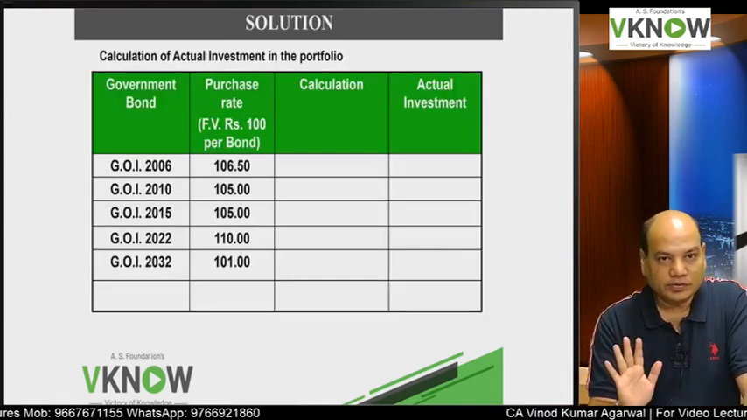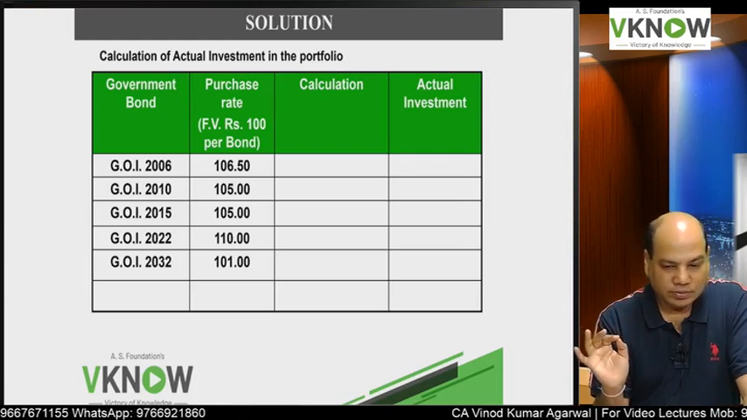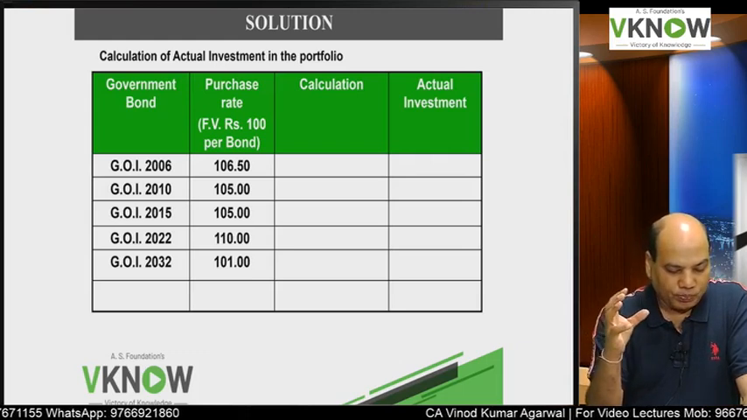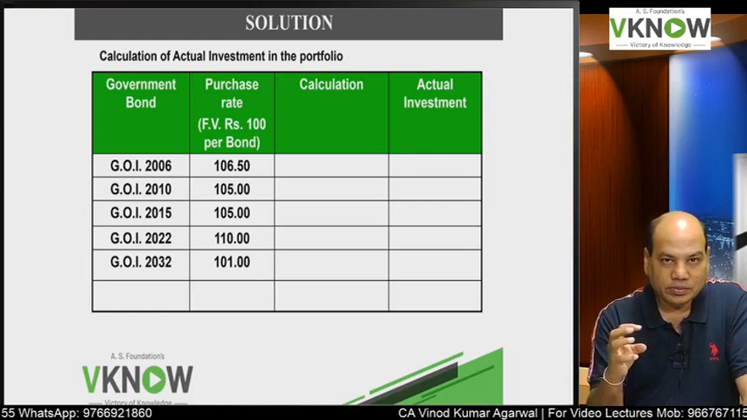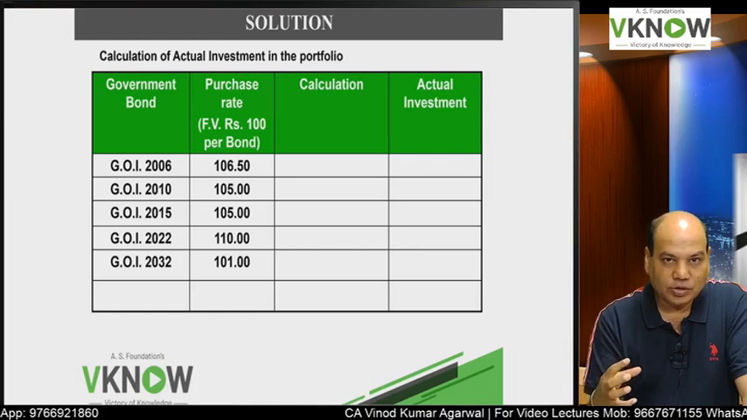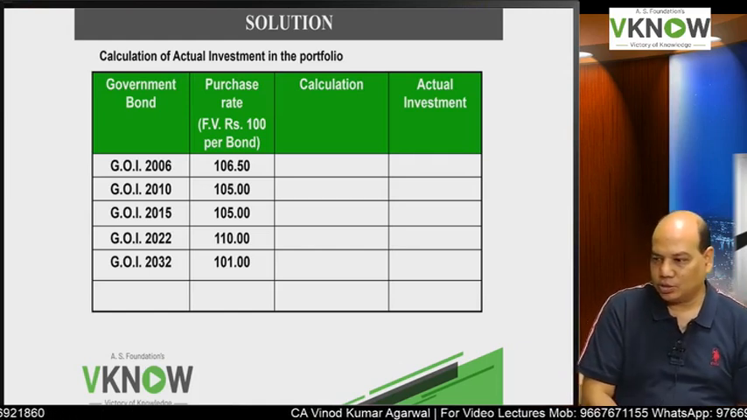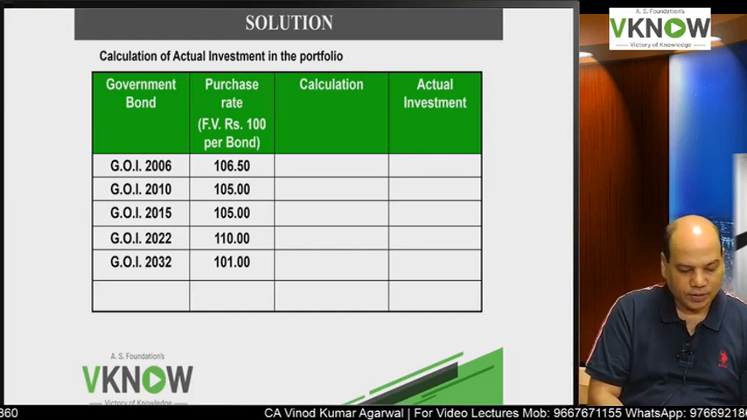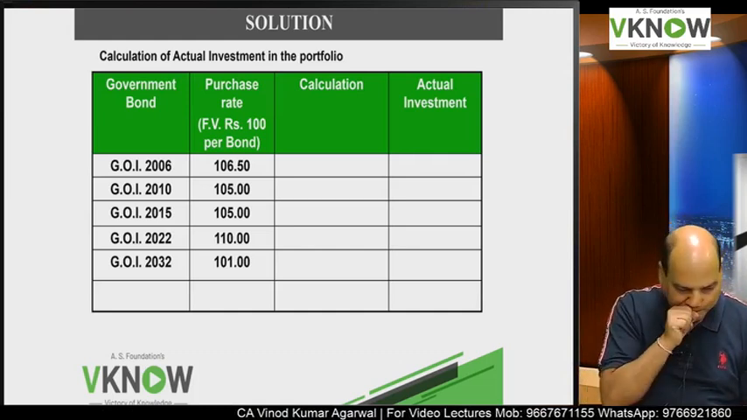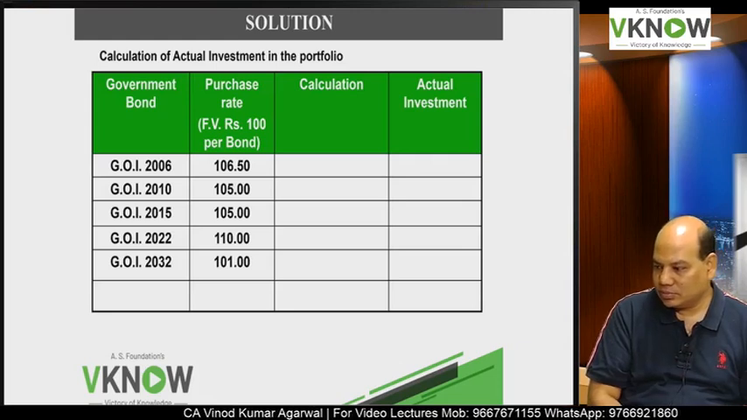So first answer first. The first answer is a simple school level arithmetic question. If the face value is 100, the cost is 106.50. If face value is 5 crore, what is the purchase price? Write it down in the notebook. Question number 51. The first answer you can get without any effort.